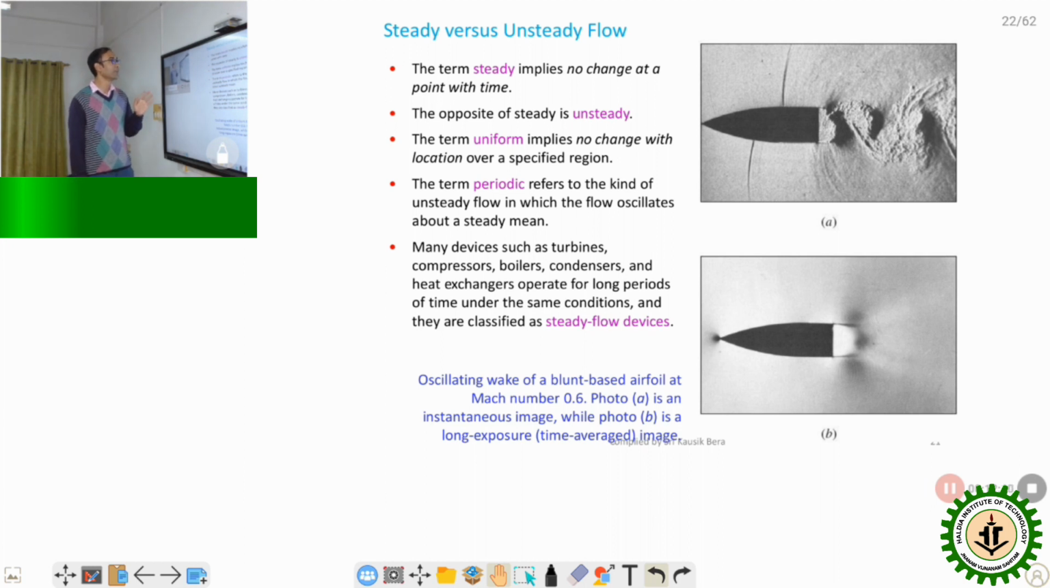The term uniform implies no changes with location over a specified region. The term periodic refers to the kind of unsteady flow in which the flow oscillates about a steady mean. Many devices such as turbines, compressors, boilers and heat exchangers operate for a long period of time under the same condition, and they are classified as steady flow devices.